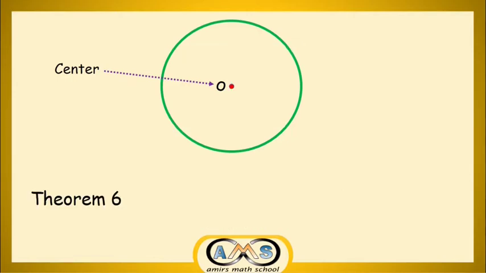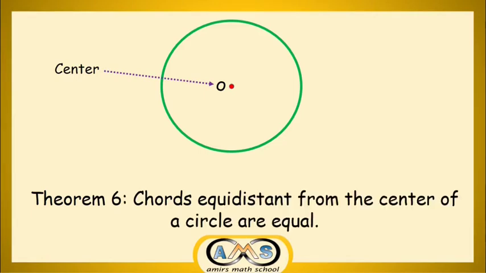Now theorem number 6. Chords equidistant from the center of a circle are equal. That is, if we draw two chords, AB and CD, which are equidistant from the center O, that is, the lengths OM and ON are equal. In that case, the chords AB and CD will be equal.